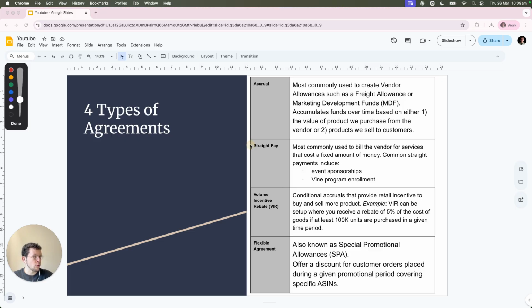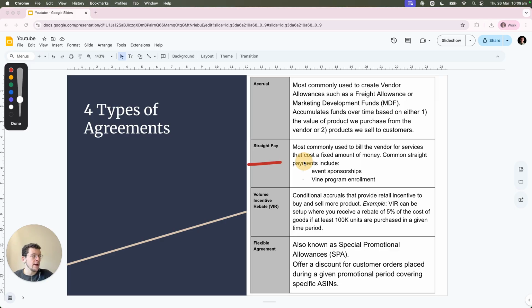Then we go into straight pay agreements. This is also a type of agreement that Amazon will often use. These are just lump sum agreements. So they're not based on purchases or sales. It's just a lump sum, 10K, 20K. And they're used to bill vendors for services that cost a fixed amount of money for Amazon. So for example, like Vine program, banners, merchandising, things that you just have a one-off cost.